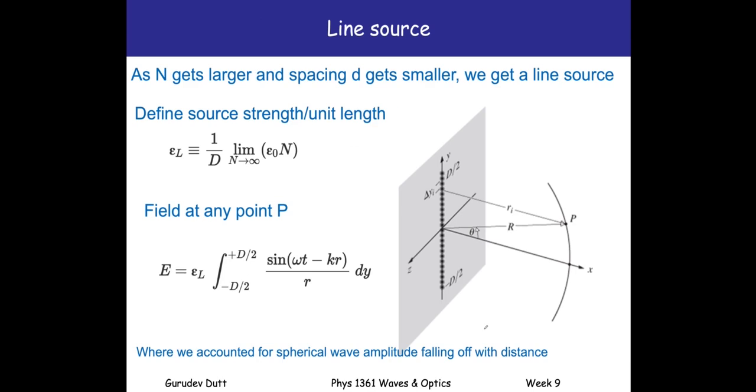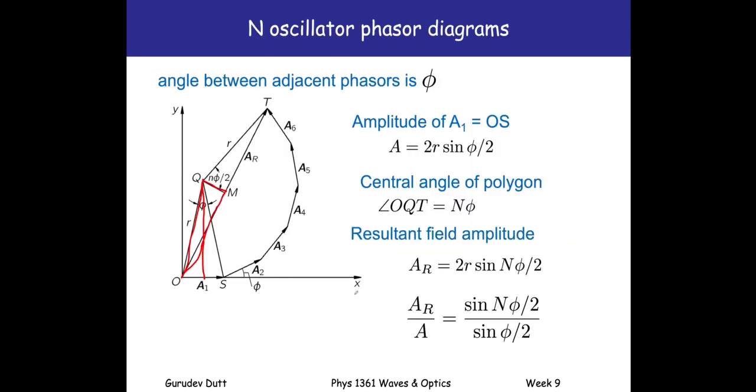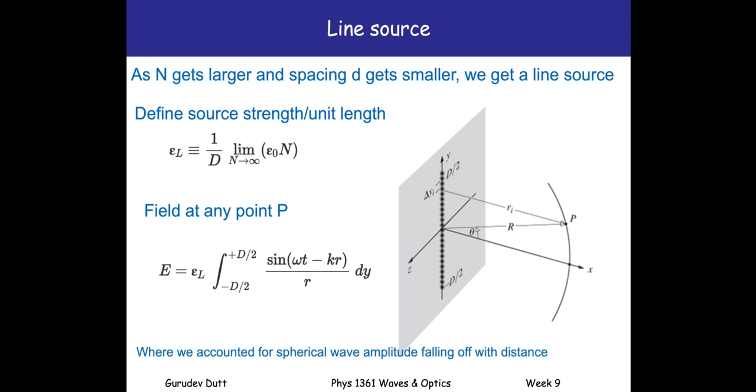But first, let me now take the limit as n gets larger and the spacing d gets smaller, because then we get what we call a line source. And now we can define an effective source strength per unit length, which is over here. This is simply, in the limit n going to infinity, the source strength of each individual oscillator times n divided by d. And I call that EL. Because I now have a spherical wave emanating from each of these emitters, I want to take into account that the spherical wave amplitude actually falls off with the distance.